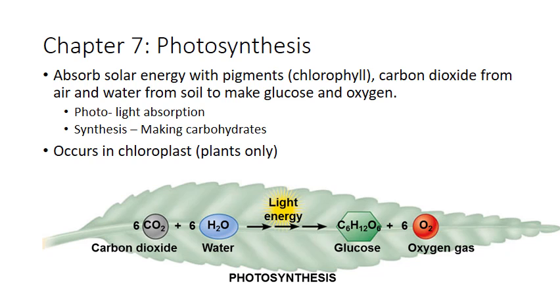Plants absorb that light with a pigment called chlorophyll. They use the carbon dioxide from the air to make the carbohydrate, which is the carbon backbone that makes the carbohydrate. And they get water from the soil to aid in that whole process.